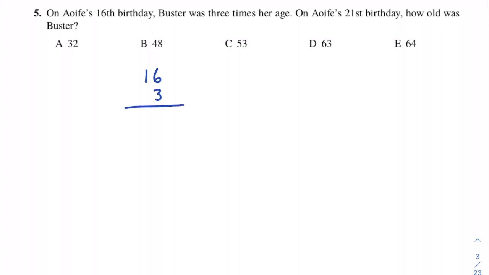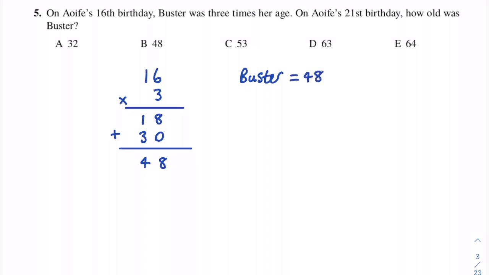So 16 times 3. We can do 3 times 6, which is 18, and 3 times 10, which is 30. If we add those two results together, we get 8 plus 0 is 8, 1 plus 3 is 4, so we get 48. So that means Buster is 48. And now we need to work out how old Buster is going to be when Aoife is 21.